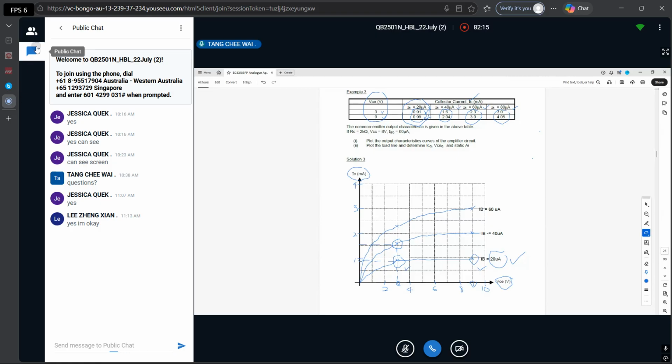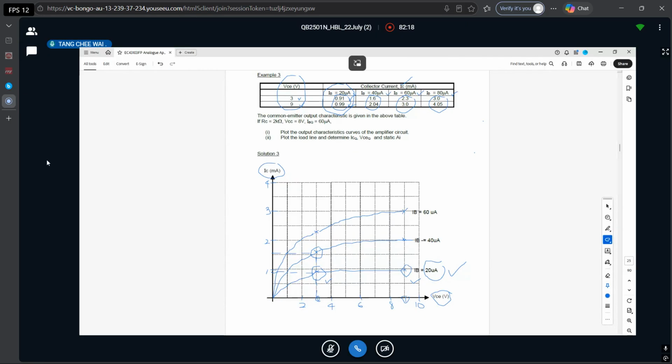Are you okay? It's the same as just now. That's why I say you know one, you know the rest. Okay, I move on now. So I get 1 point settled already. Yeah, I get this one, 3 volts and 1.6.